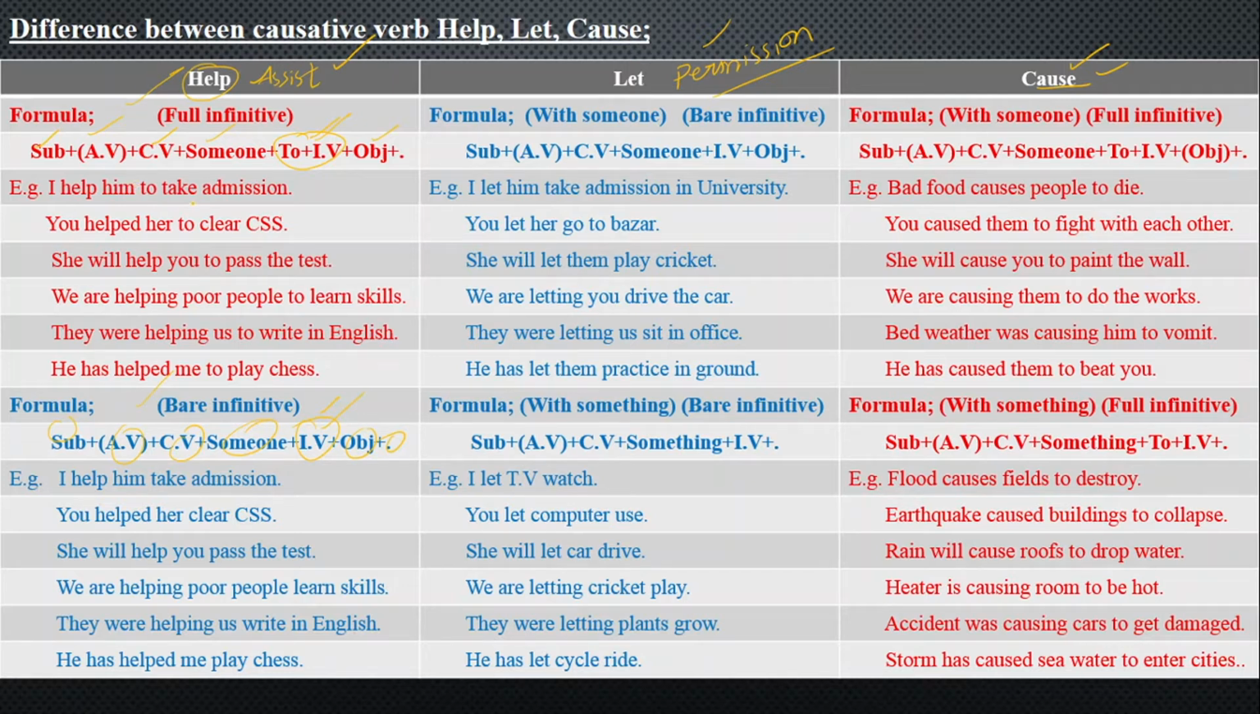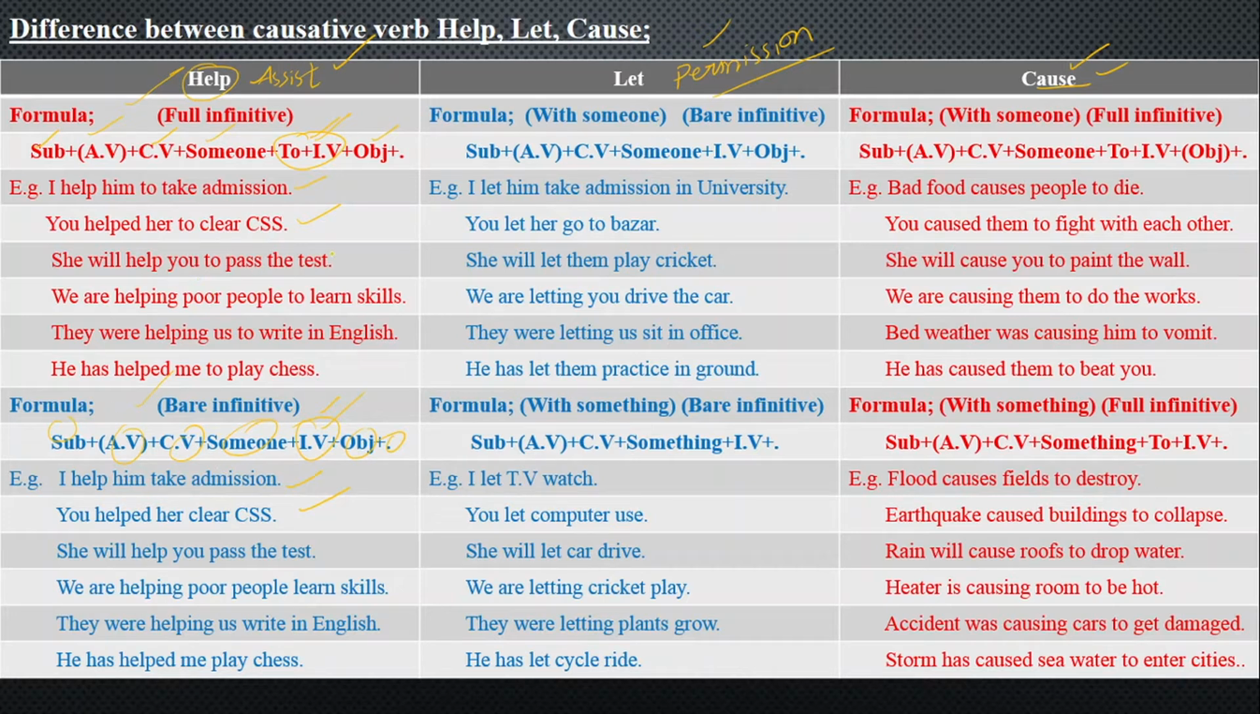Now if we look at the sentences of causative verb help, it is used with full infinitive as well as with bare infinitive. Now the sentences are: I help him to take admission, I help him take admission. Both are right. If you want to use it as full or as bare infinitive, you can use both. Now, you helped her to clear CSS, you helped her clear CSS. Now see, both are used as full infinitive as well as bare infinitive.